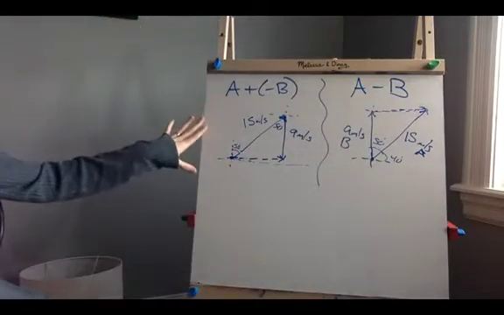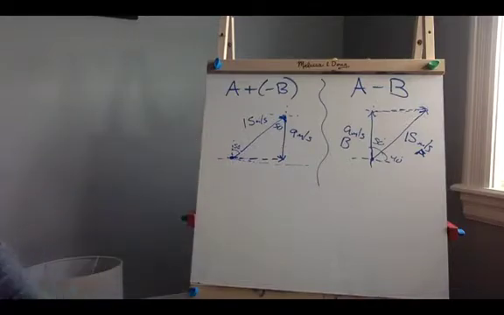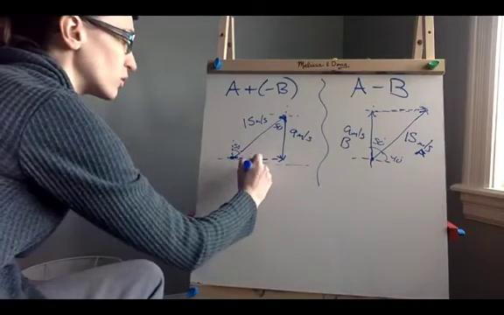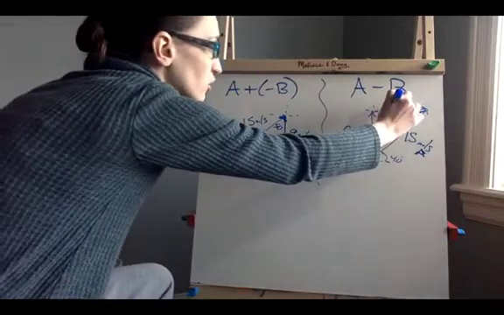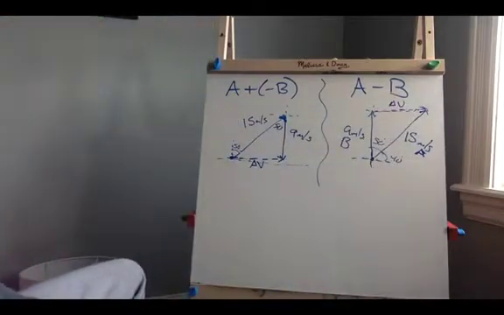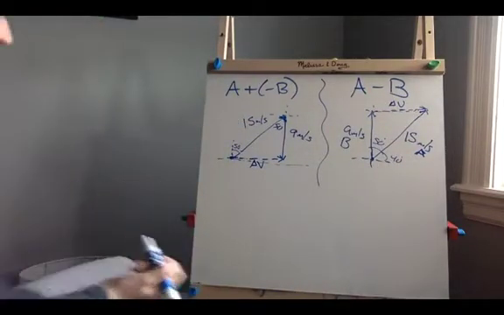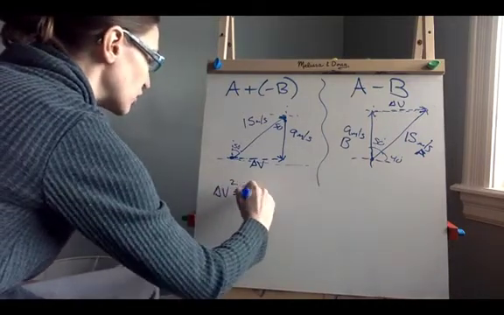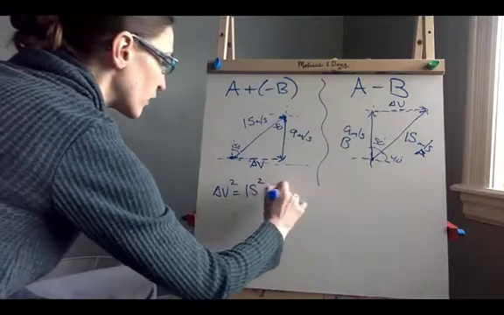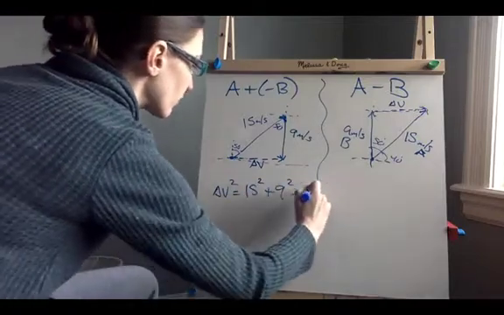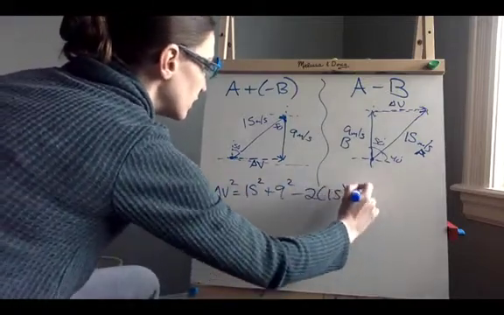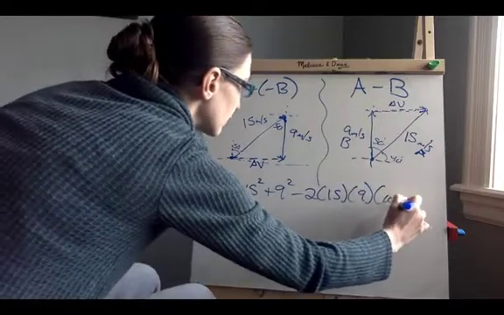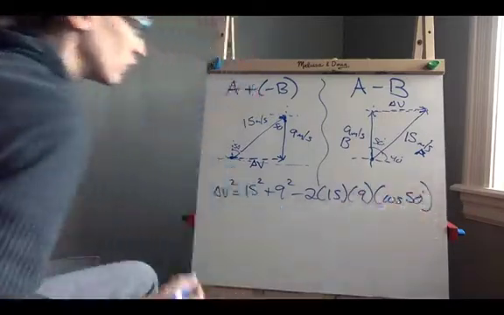So at this point, we're ready to mathematically figure everything out, right? So this is essentially what we're figuring out. This is our change in velocity, that length there. So it's just a matter of setting up our law of cosines, right? So that would be delta V squared is equal to 15 meters per second squared plus 9 meters per second squared minus 2 times 15 times 9 times the cosine of 50 degrees.